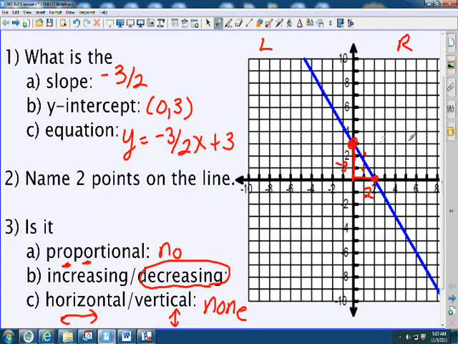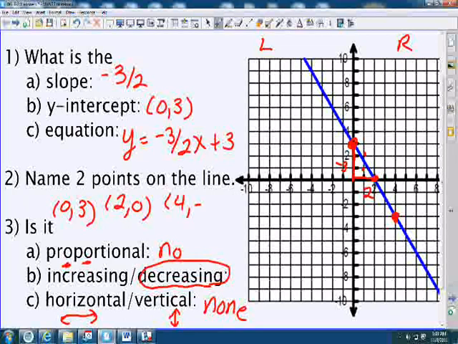To name 2 points on the line, right here I have 0, 3. I also have my x-intercept, 2, 0. I could keep going down 3 and over 2, and I would have another point, which is 4, negative 3.